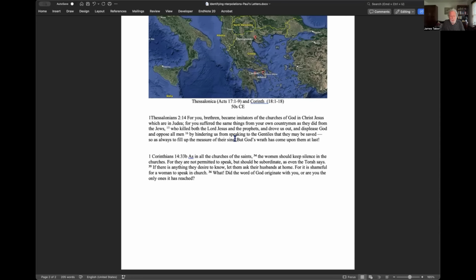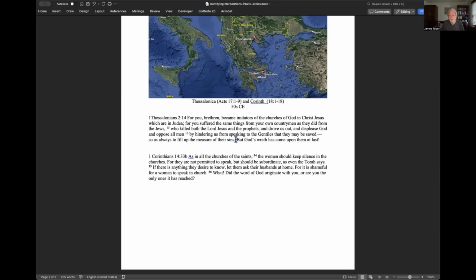In other words, these Jews who oppose us, they are just always sinful. And this is the last straw, where they sin and sin and sin and fill up the measure of their sins. And then look at this. But God's wrath has come upon them at last, exclamation mark, in English at least. But it seems to be well-deserved even in the Greek, which doesn't have exclamation marks.